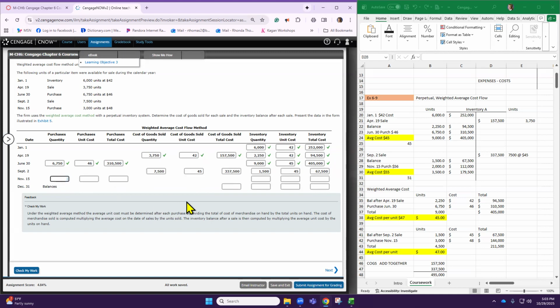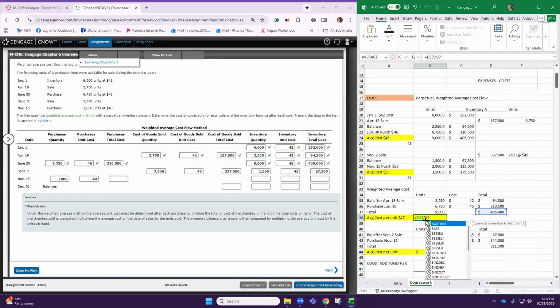Now it's time to make another purchase. We're purchasing 3,000 units at a cost of 48. This is November 15th. Okay, let me see where I'm at here. So this should be a total cost of 45.